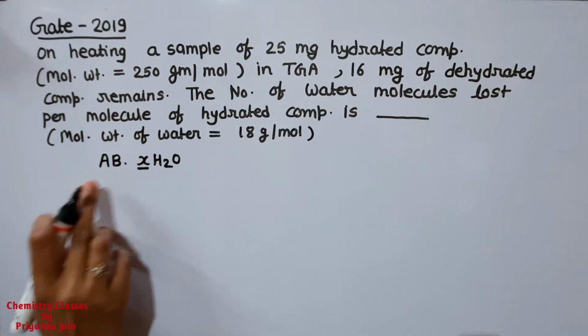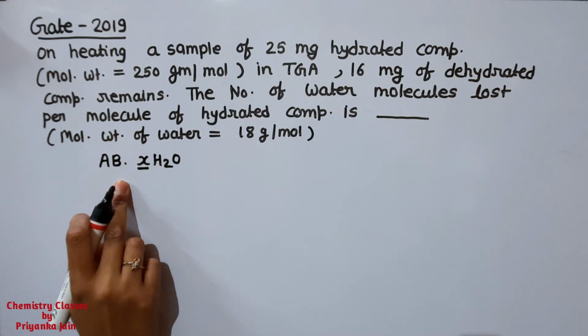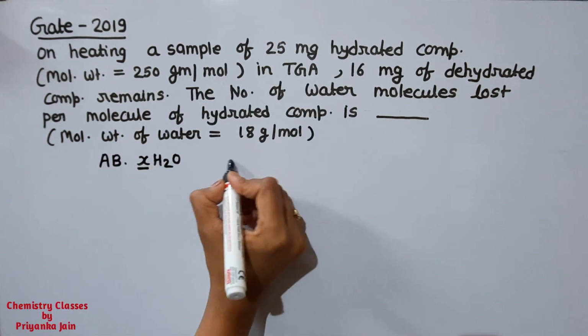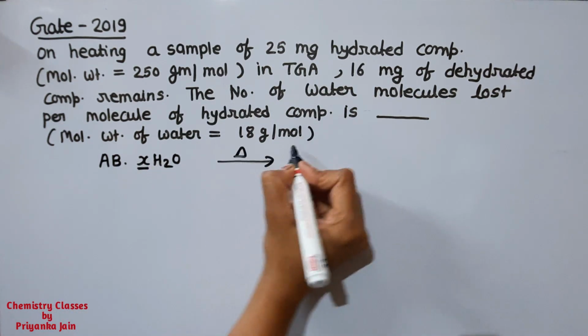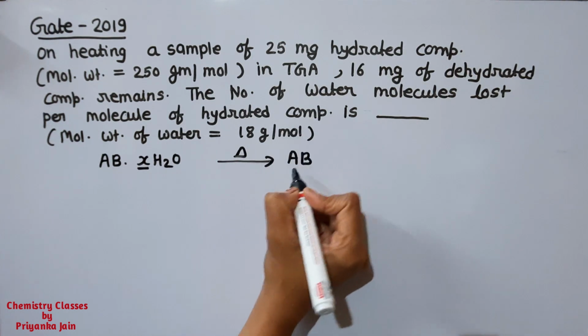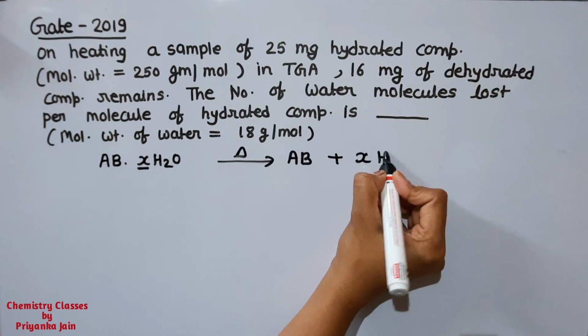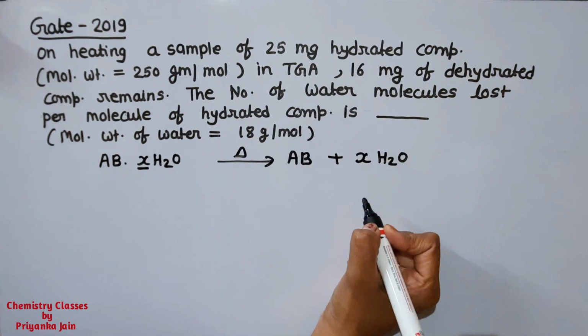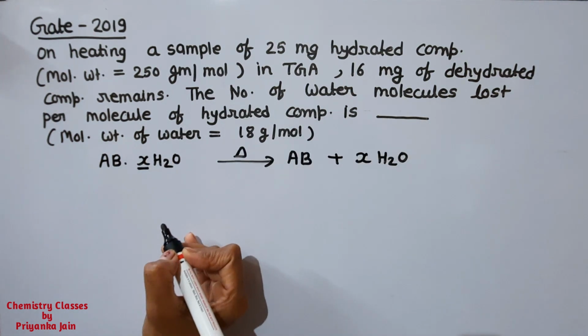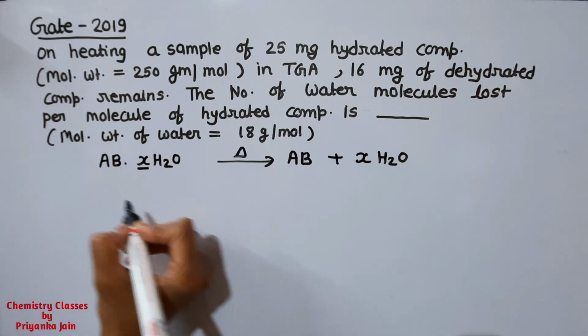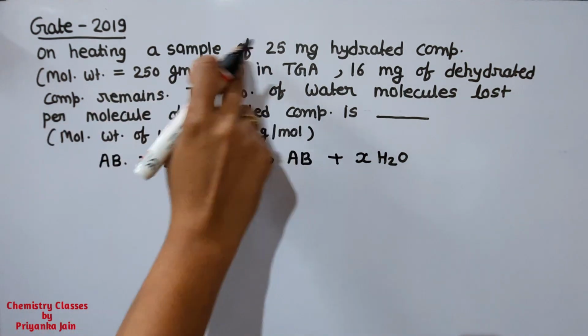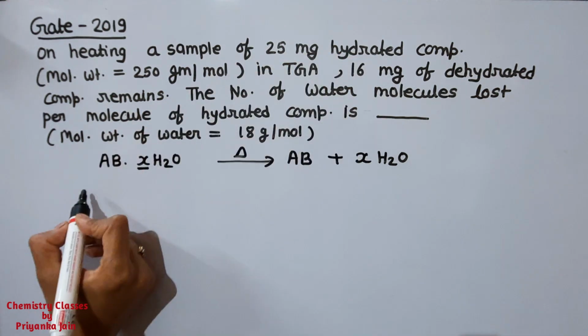So see here, we have been given this. When we are heating it, what are we getting? We are getting this dehydrated compound, and we are getting x H2O molecules, and we have to find out the number of these water molecules. So firstly we have to find out the number of moles of this hydrated compound.